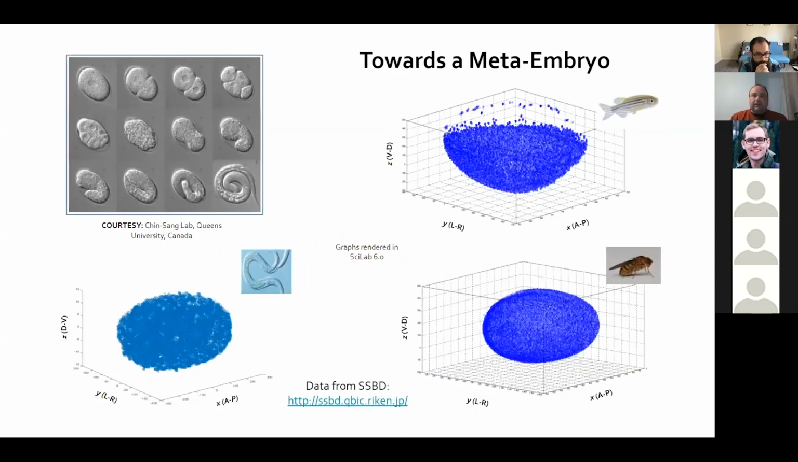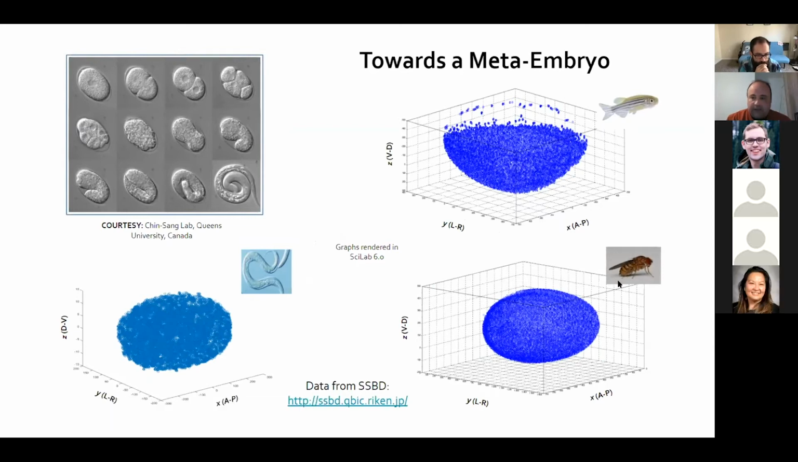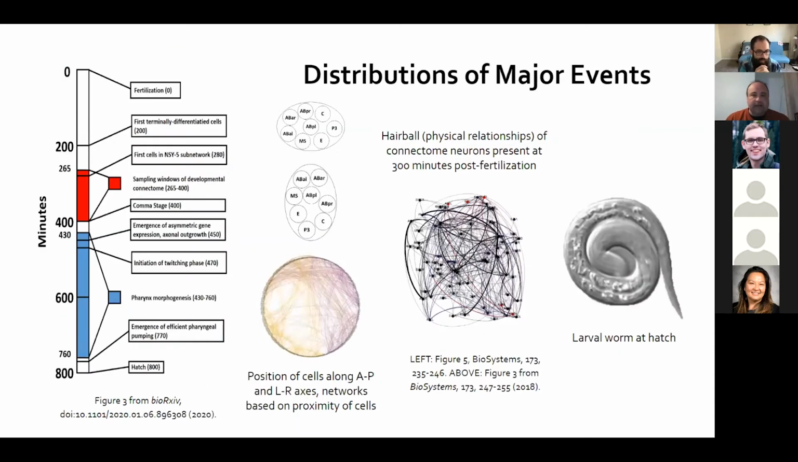But we're also looking at building a meta-embryo. And so for the meta-embryo, we can again take these point cloud data, and we not only have this for C. elegans, but we have this for Drosophila, and we have this for zebrafish. And so we can look at all these embryos at different stages with the same type of tracking data, smoothing it out, and putting it into this framework. And we can do a lot of things with that. We can look at the distribution of major events.